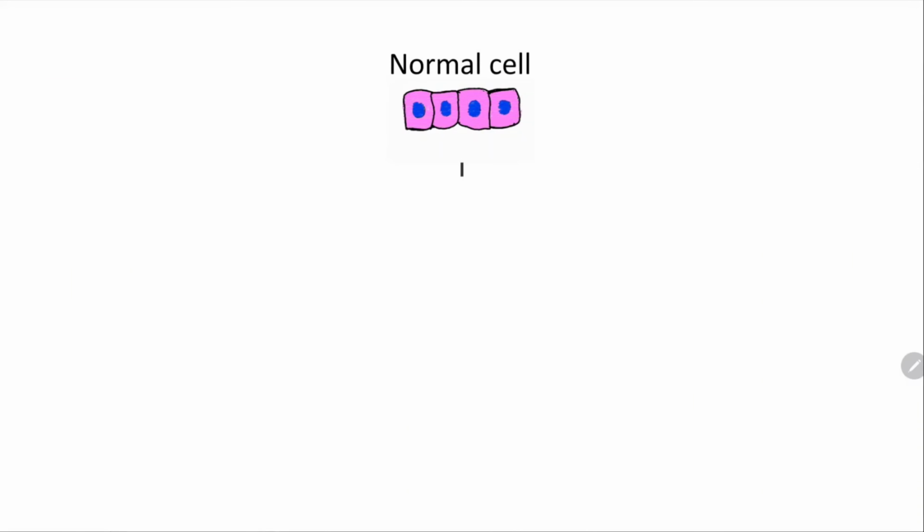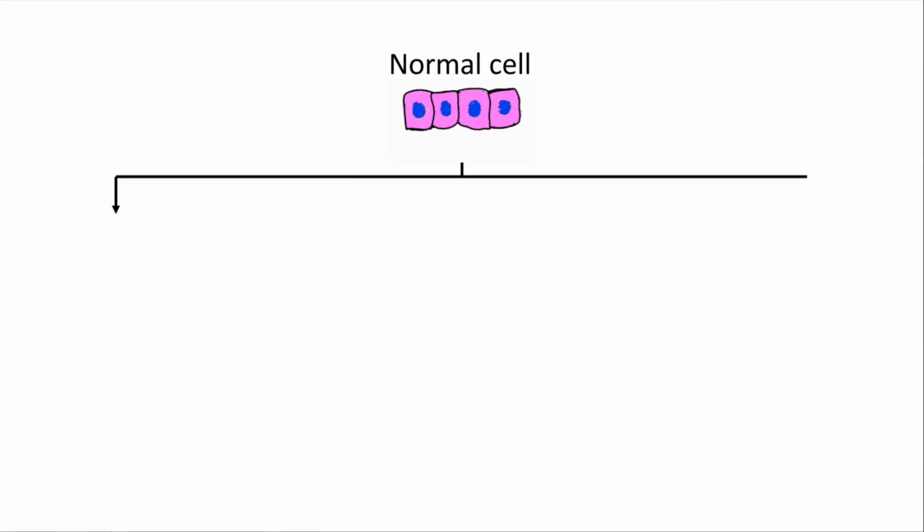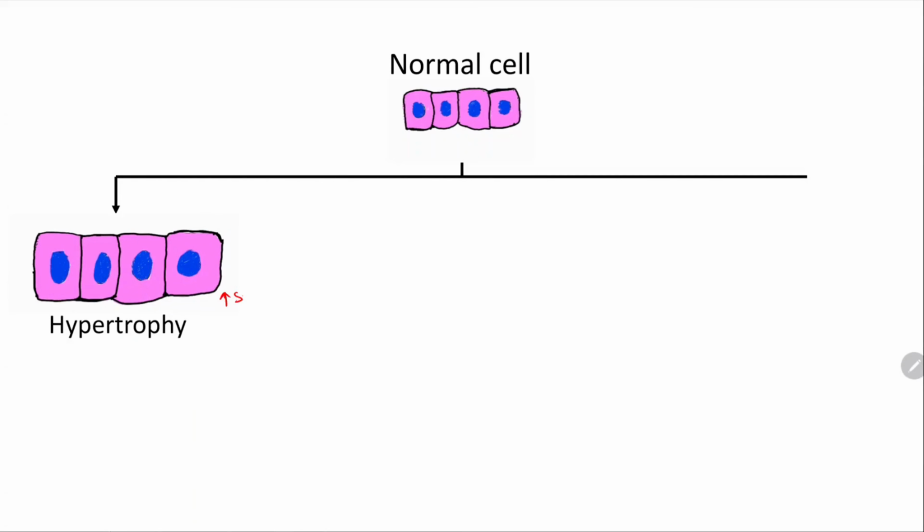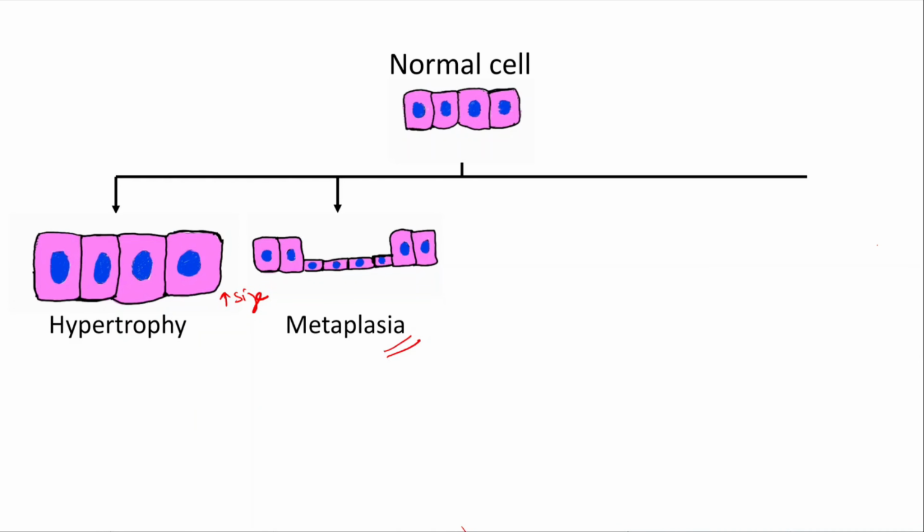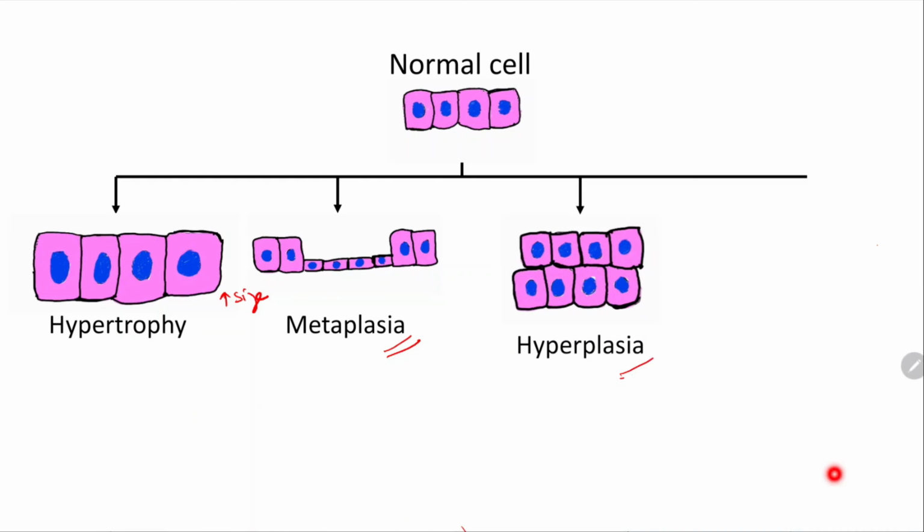Cellular adaptation is mainly of four types. If a normal cell increases in the size of the cell, we call it as hypertrophy. If a normal cell changes in the type of the cell, we call it as metaplasia. If a normal cell increases in the number of the cell, we call it as hyperplasia. And if a normal cell decreases in the size of the cell and decreases in the number of the cell, we call it as atrophy.